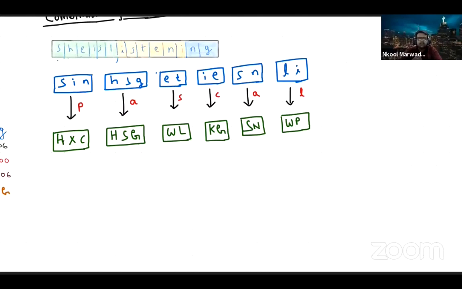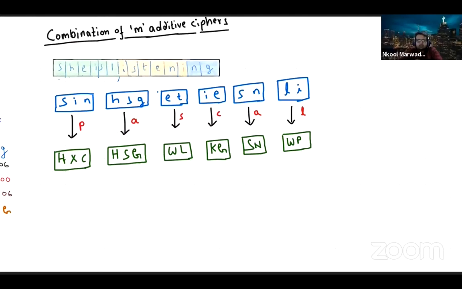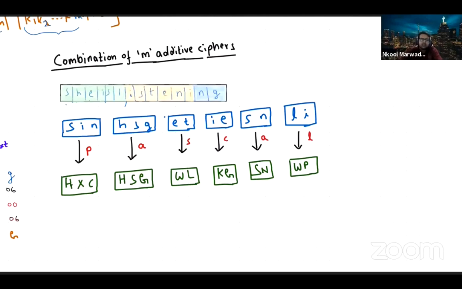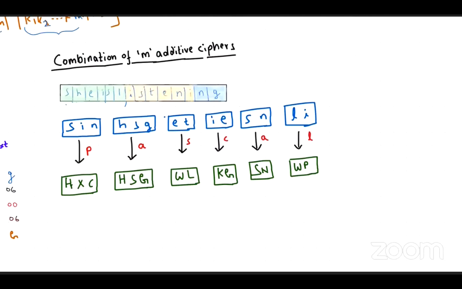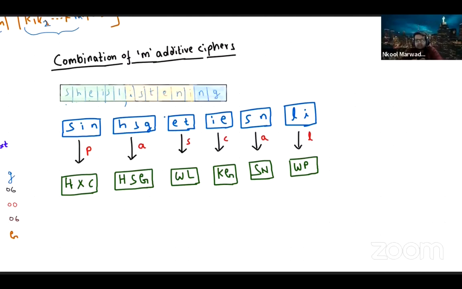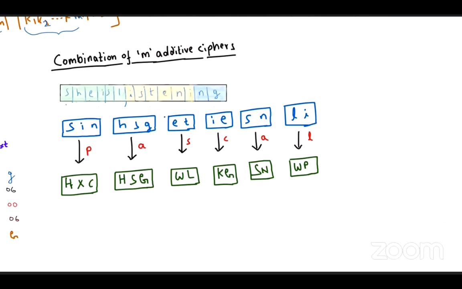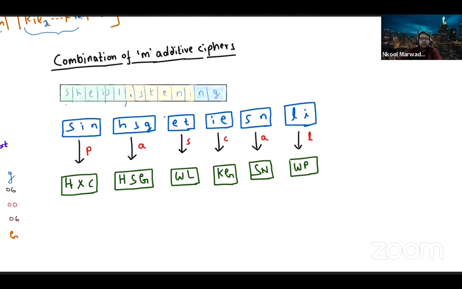See, the idea is that if the length of the key string is m characters, then that cipher can be converted into a combination of m additive ciphers. We have shown that for this example, wherein we have a key stream of length 6, and hence we have 6 different additive ciphers. This is one additive cipher, this is the second, third, fourth, fifth, and sixth. So we converted it into m additive ciphers.